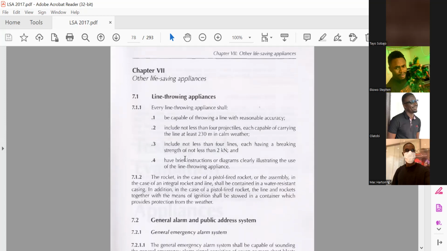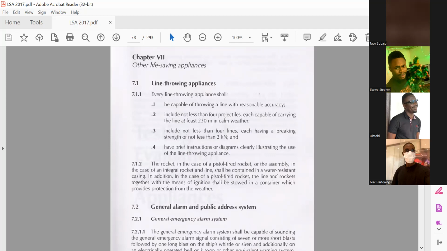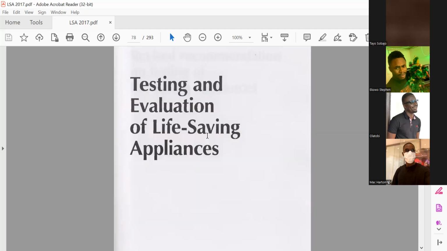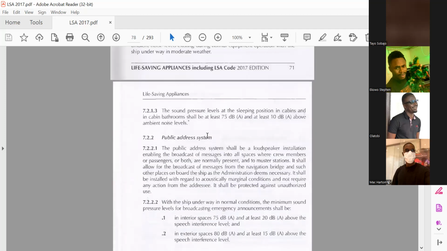Okay, and the line throwing appliances as well. Now, on the line throwing appliances, when I do inspection, I just say open it. Sometimes when they replace the cartridge, they don't secure it to the rope. So you might check yours on your vessel and see that it's been secured, or else you shoot it, and the cartridge will go, but it will not take any line. All right. So I think that's it for the LSA code. Most of the other things are testing and evaluation. That's not really what I want us to do. I want us to stay on the operation side of things.